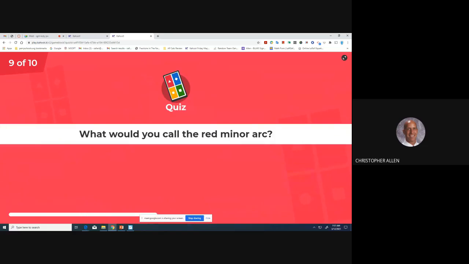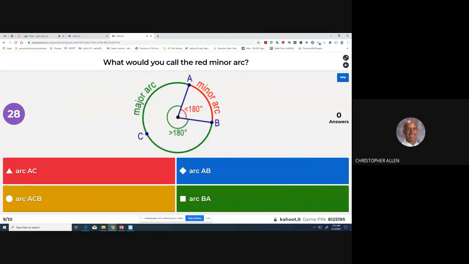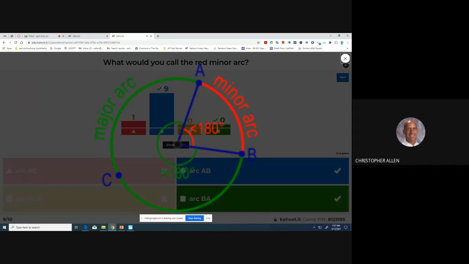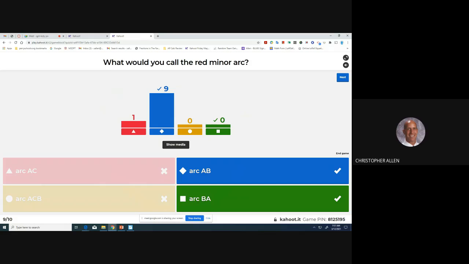2 more. What would you call the red minor arc? Oh wow, no one got that one right. Guys, you could either call it arc AB, or you could call it arc BA. Either way is correct. Nobody got that one. I'm surprised. Minor arc.